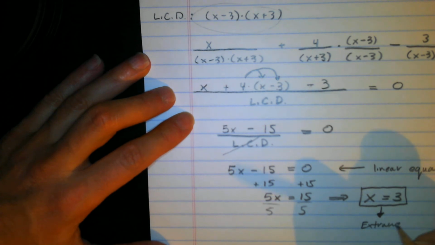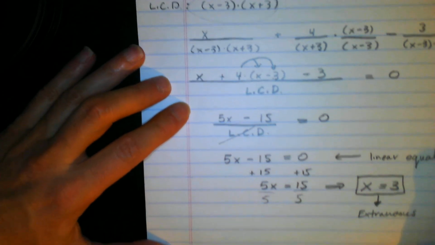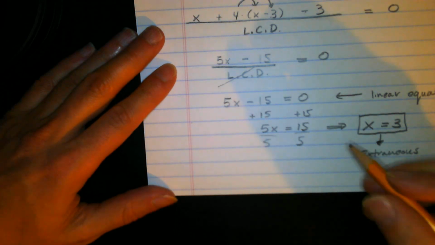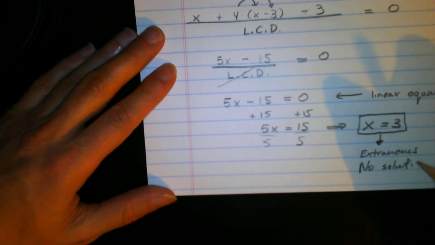So what does that tell you? Well, we've solved the equation. We found one value of x. It's extraneous, and there are no other values of x. Therefore, this equation has no solution. Or we have no solutions.